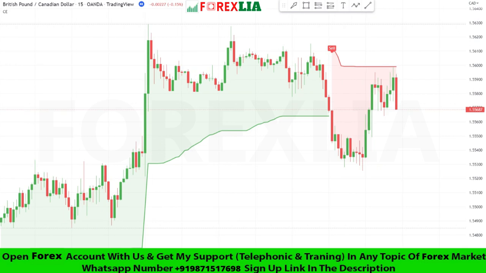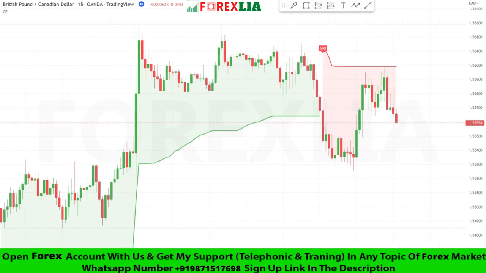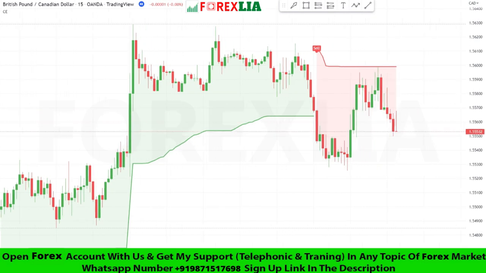When the Chandelier Exit indicator signals buy, then we take a buy trade.